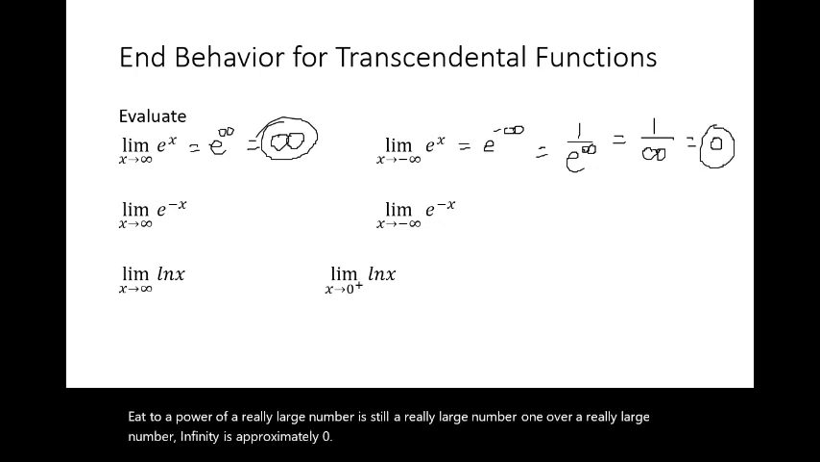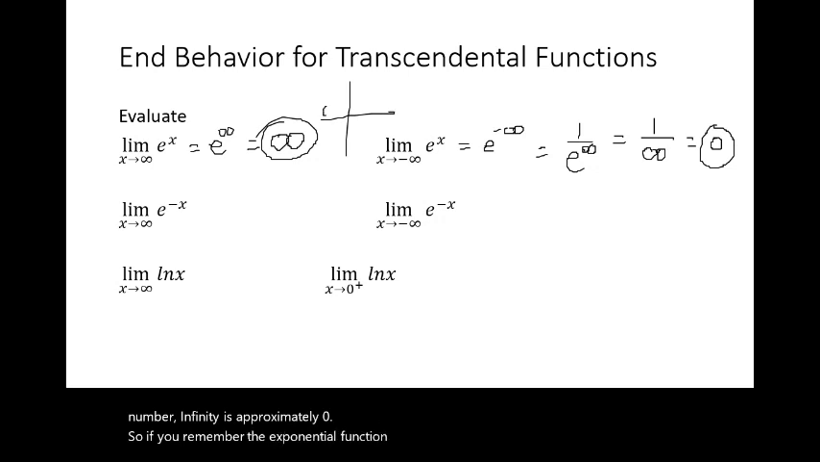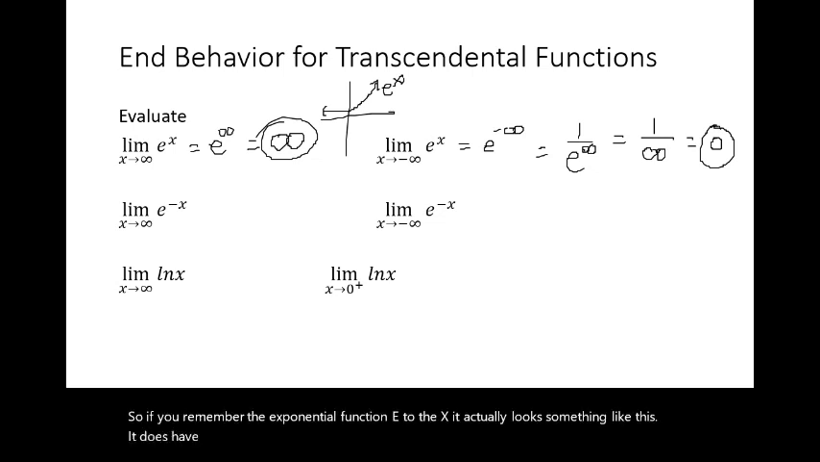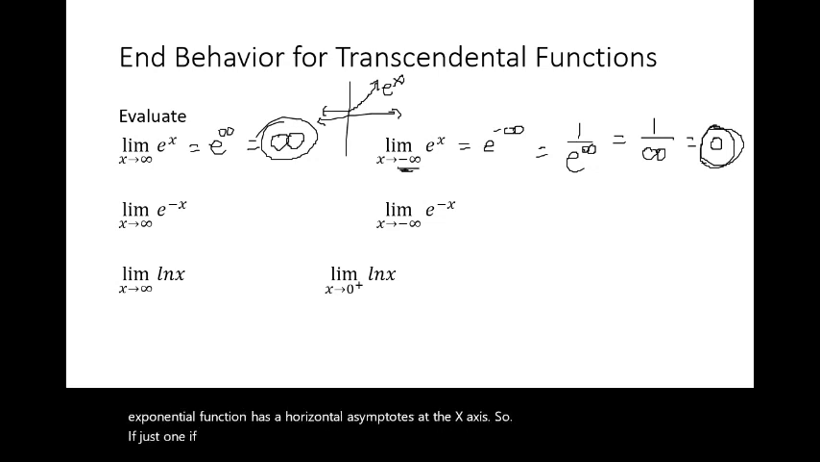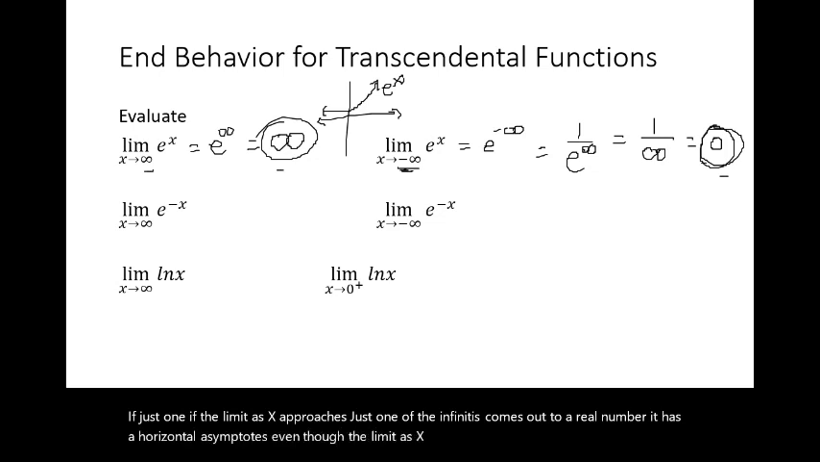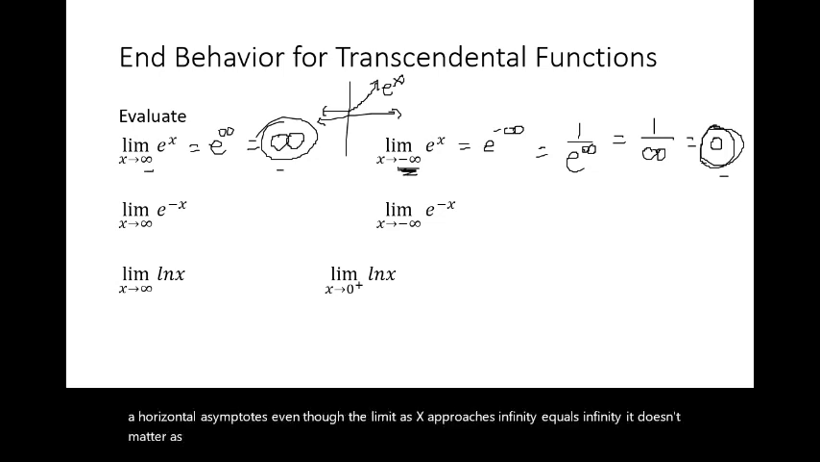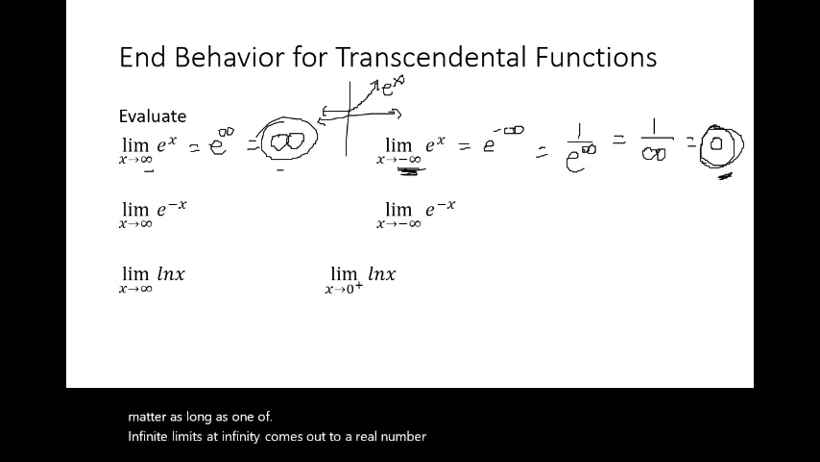So if you remember the exponential function e to the x, it actually looks something like this. It does have a horizontal asymptote here at y equals 0, at the x-axis. So if the limit as x approaches just one of the infinities comes out to a real number, it has a horizontal asymptote. Even though the limit as x approaches infinity equaled infinity, it doesn't matter. As long as one of the limits at infinity comes out to a real number, there is still a horizontal asymptote, and it still counts.